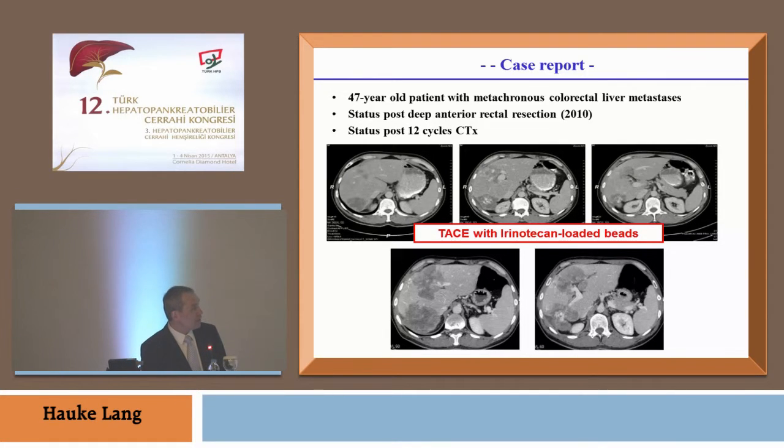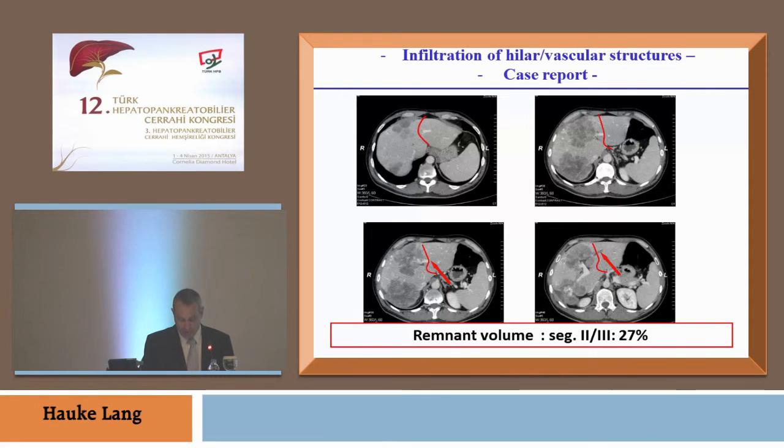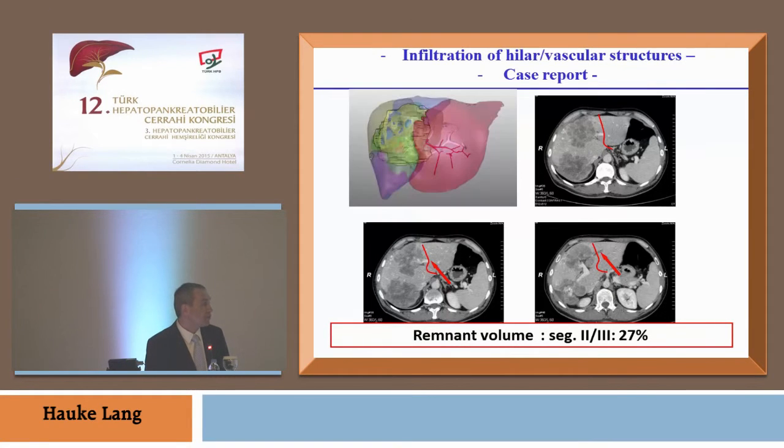infiltrating the right lobe here, infiltrating the left lobe here, infiltrating the portal vein, and you also see the dilated bile ducts here on the left. This is left lateral. The tumor goes far to the left lateral, and all 8 segments are involved, and the left portal vein is involved, and the left duct is involved. To resect it, we would have to cut here, as the red line shows you, and we would have to reconstruct the portal vein and the bile duct. The remnant volume was 27%.